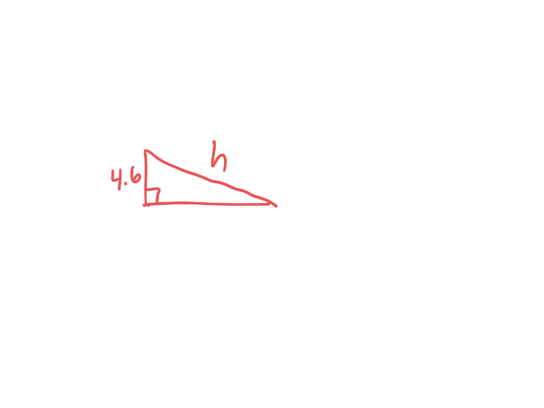What if this is unknown, but this side here is 5.6, and I don't know how long h is? Well, I could do a squared plus b squared equals c squared to do that. That'd be pretty easy. But what if I don't care about that? What if I care about this angle right here?